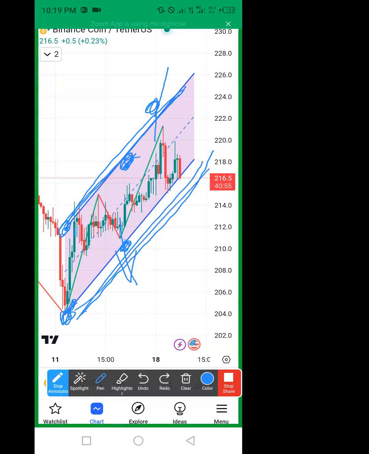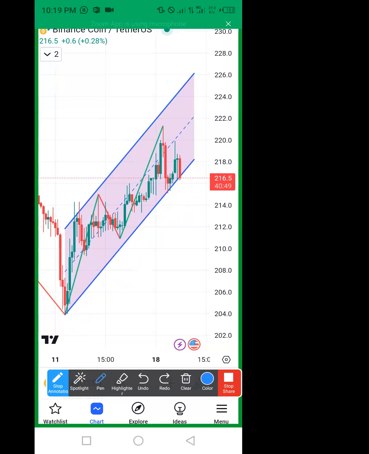The moment it is broken, then you just know that we are either going up or going down. So that is a parallel channel. It is trend lines. Yes, trend lines.